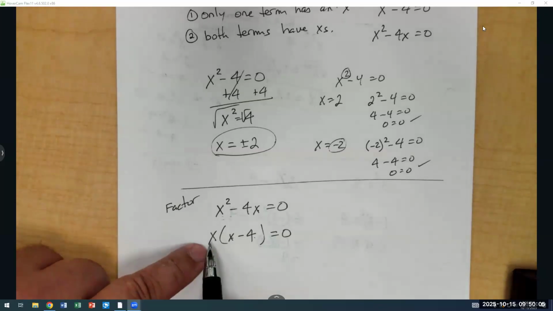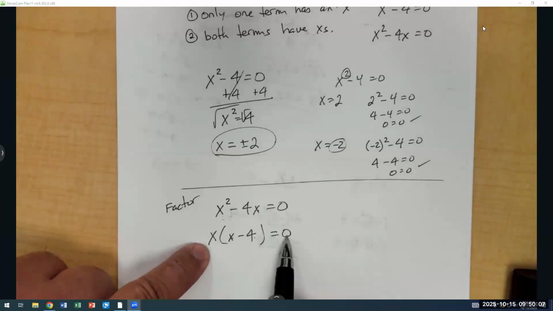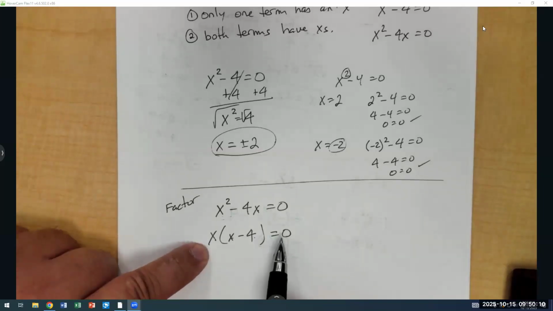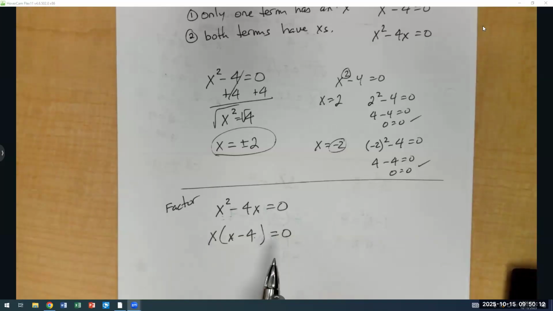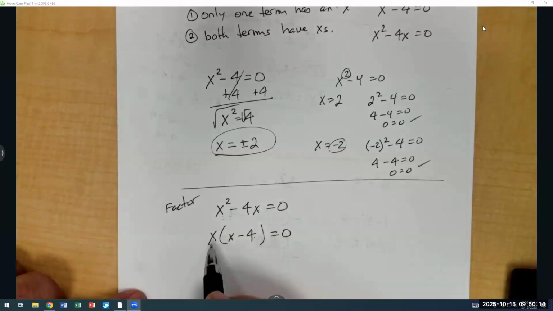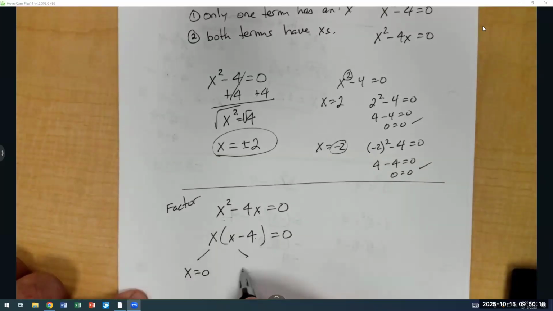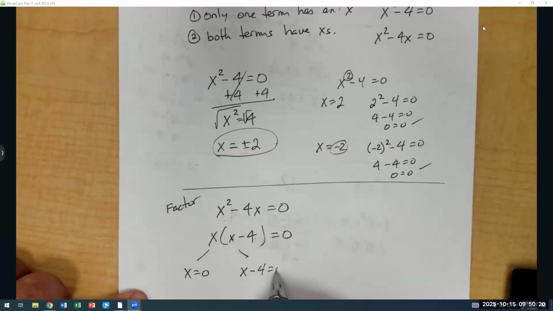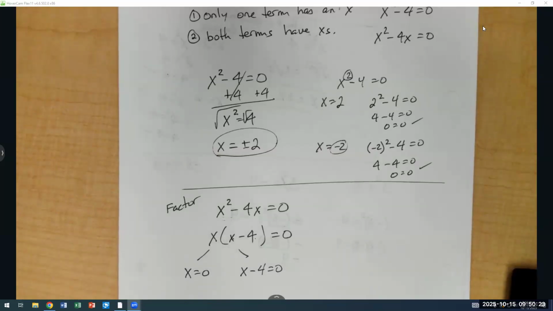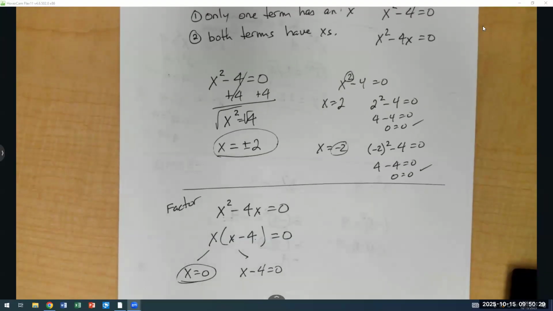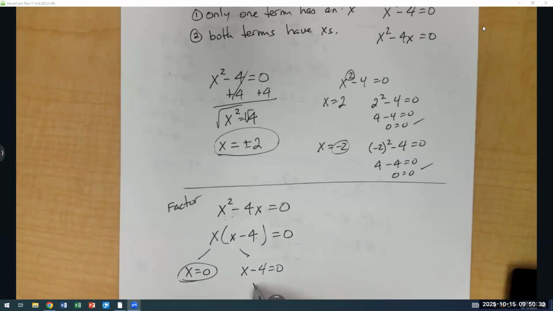Now I have two terms multiplied together to give you 0. So what do I do now? I use the zero product principle. I take both of these terms and set them equal to 0. The zero product principle. So one of my solutions is already done. It's x equals 0. And the other one is x equals 4.